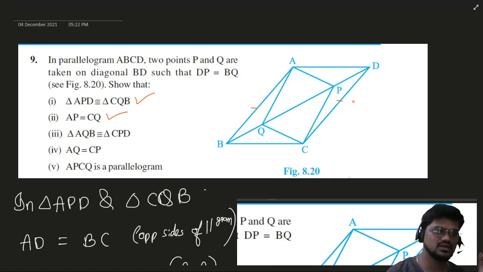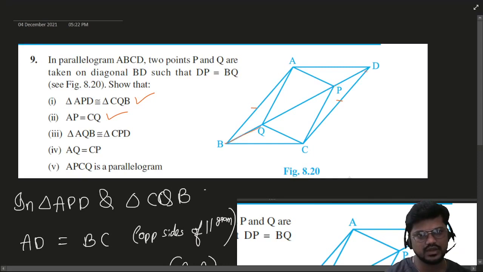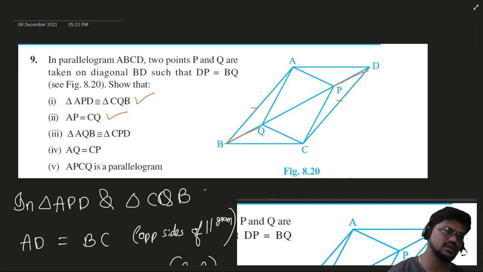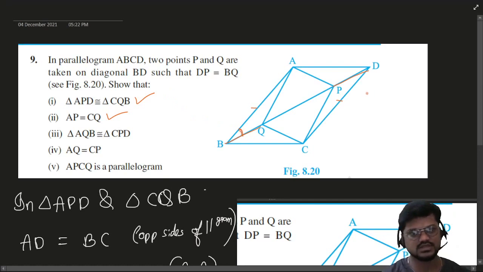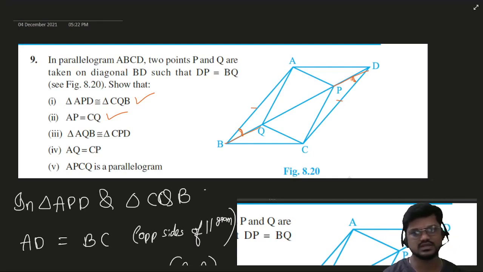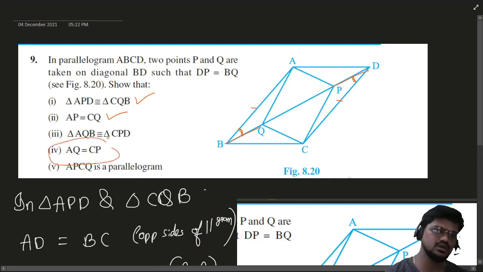Please, sir, tell. We can also say AQ equals PC because we proved it earlier. Where did we prove? BQ is equal to PD, because that was given. What will be the next thing which is equal? Angle ABQ equal to angle CDP. Yes, this angle is equal to this angle, and then we can prove that the two triangles are congruent. By which test? SAS test. After that, how do you prove that AQ equals CP? Corresponding parts of congruent triangles.